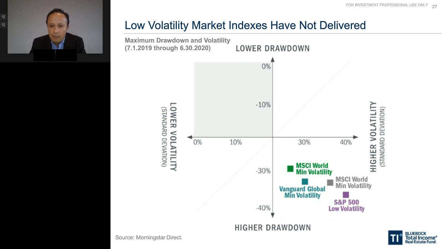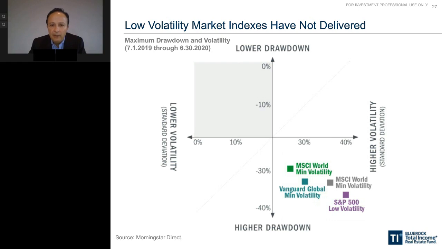That's the Morgan Stanley World Minimum Volatility Index, the Vanguard Global Minimum Volatility Index, Morgan Stanley. This looks like it's doubled. One of them is a U.S. minimum volatility index and the S&P low volatility. And they didn't perform well. They delivered high volatility and low returns, which is not what you want.